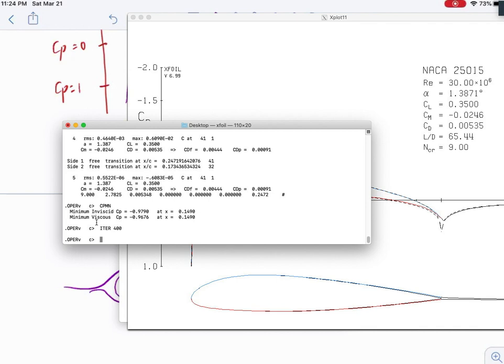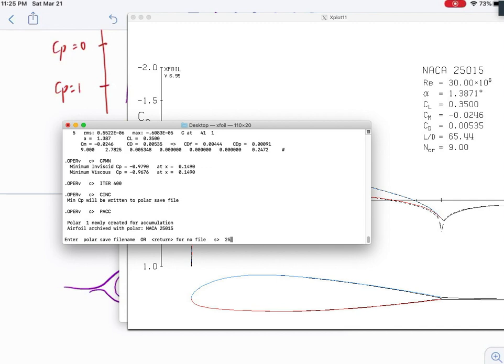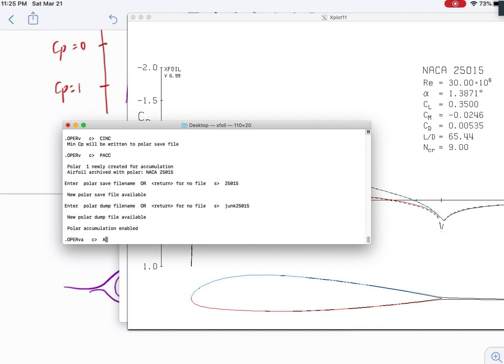So then I'm going to save everything in a polar file, including min.cp. I'm going to accumulate my polar file and call it 25015. That's the name of the file. I don't need to do the dump file for this. Then I'm going to run a sequence of angles of attack from -3, and honestly for the project we probably could have started at 0. I'm not sure why I did that, up to 8 degrees in increments of 0.1.